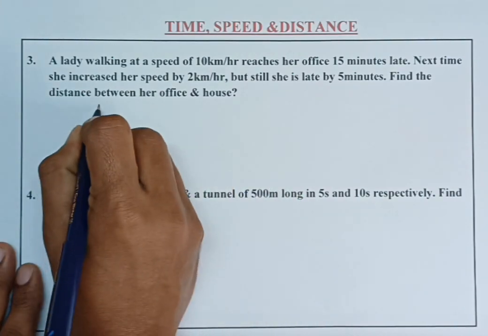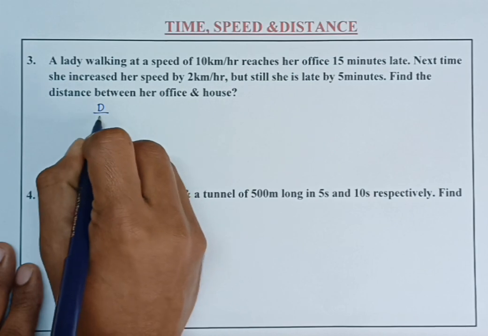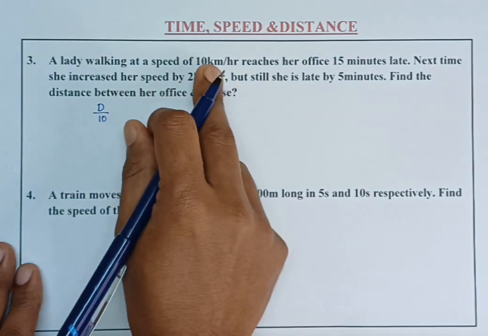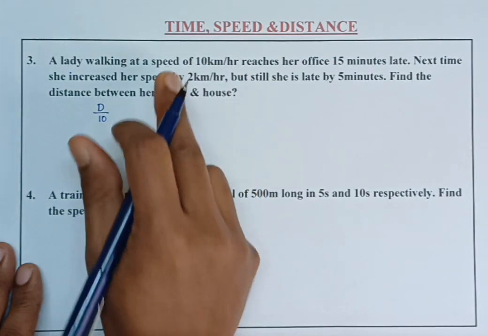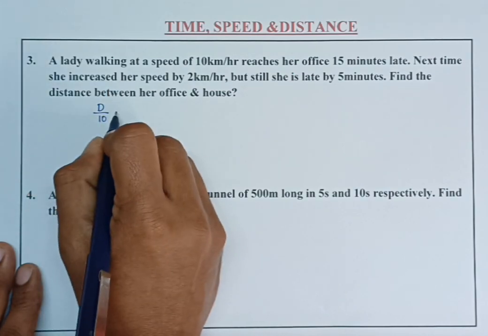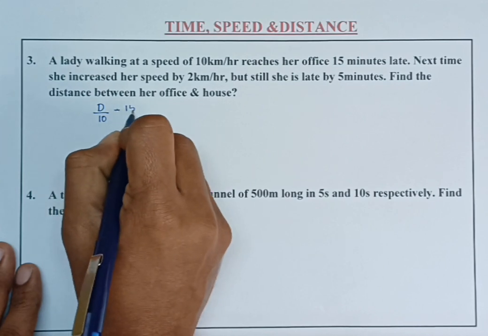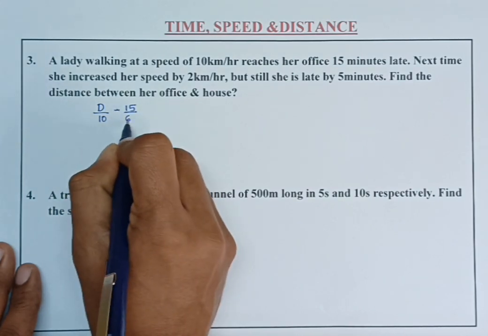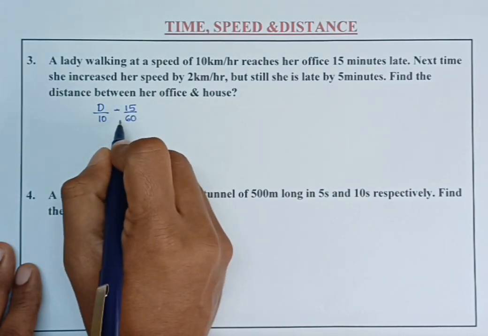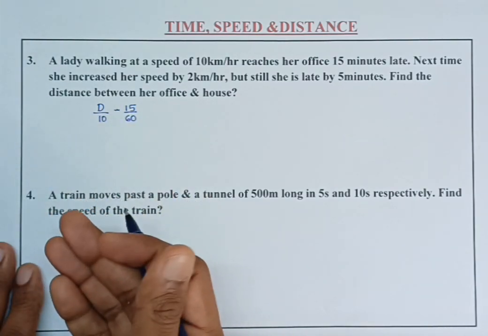So let's take the distance as d. Then we can write d by 10, km per hour is the speed in which she is walking. So d by 10 will be the time taken, and she is 15 minutes late. So 15 by 60 hours. This much time should have been the ideal time to reach her office.